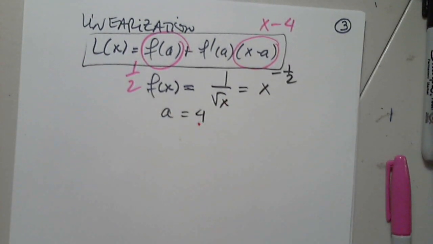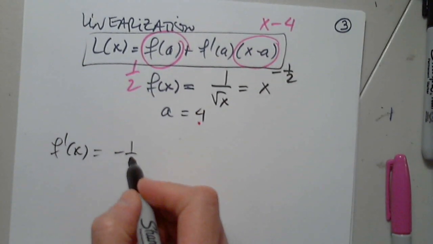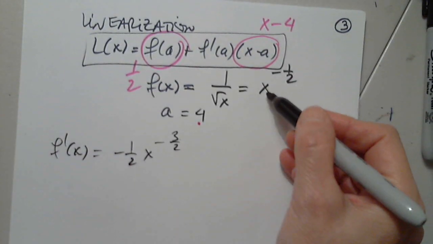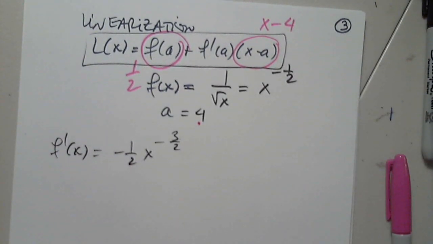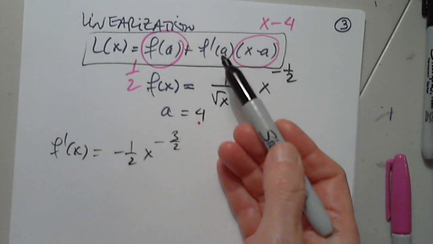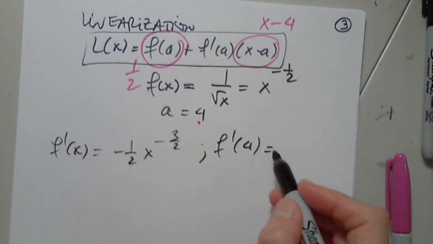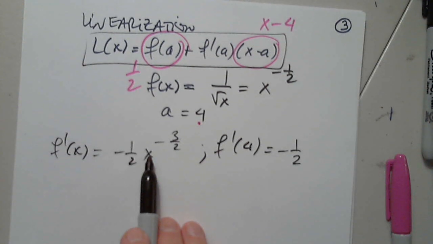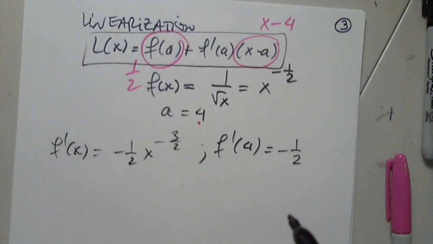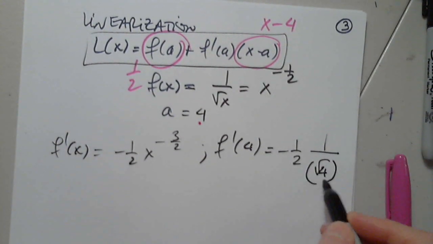So I'm going to find the derivative. f prime of x: I have to bring down the power and subtract 1 from the power, times the inner function prime, but that's 1. So in order to find this, I have to plug in 4. a is 4, so f prime of 4. I have negative 1/2 in front, and this is 4 to the negative 3/2, or 1 over the square root of 4 to the third power.